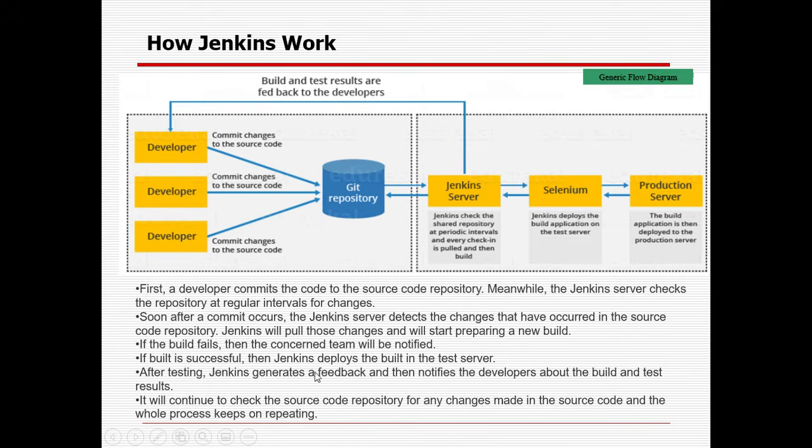After that, once it is available to the testing team, they will test. Jenkins generates the feedback and then notifies the developer about the build and test results, such as build successful, test result successful. It will continue to check the source code repository for any changes made in the source code, and the whole process keeps on repeating. It will reiterate.